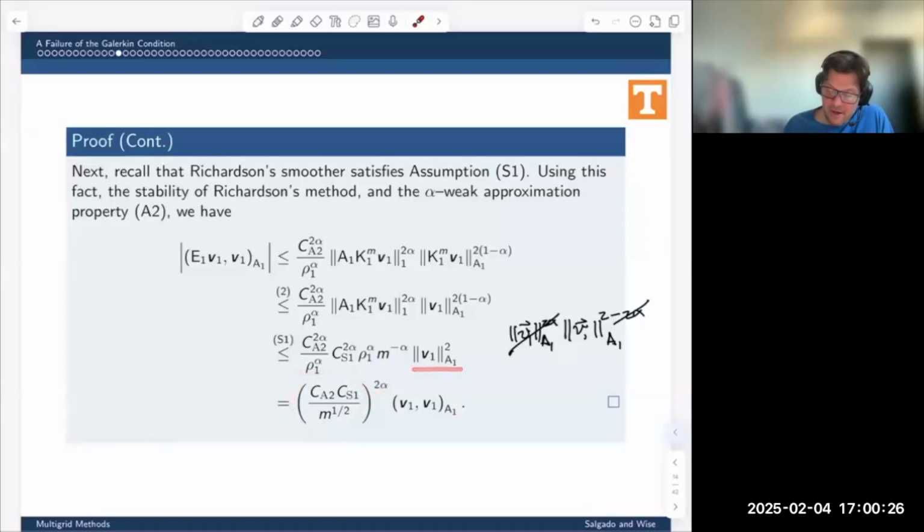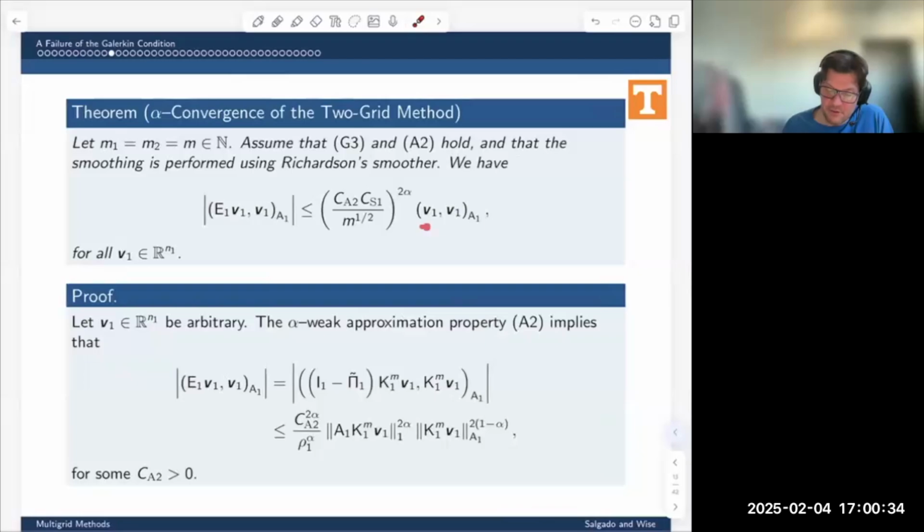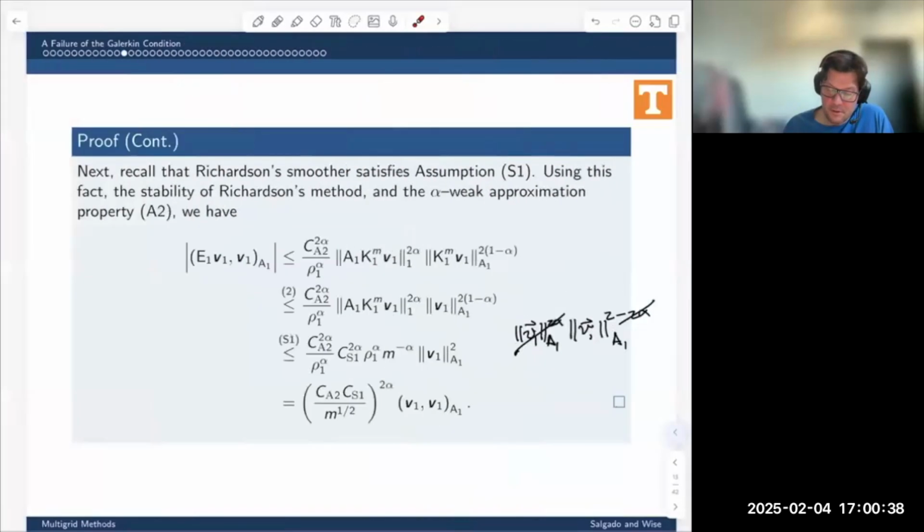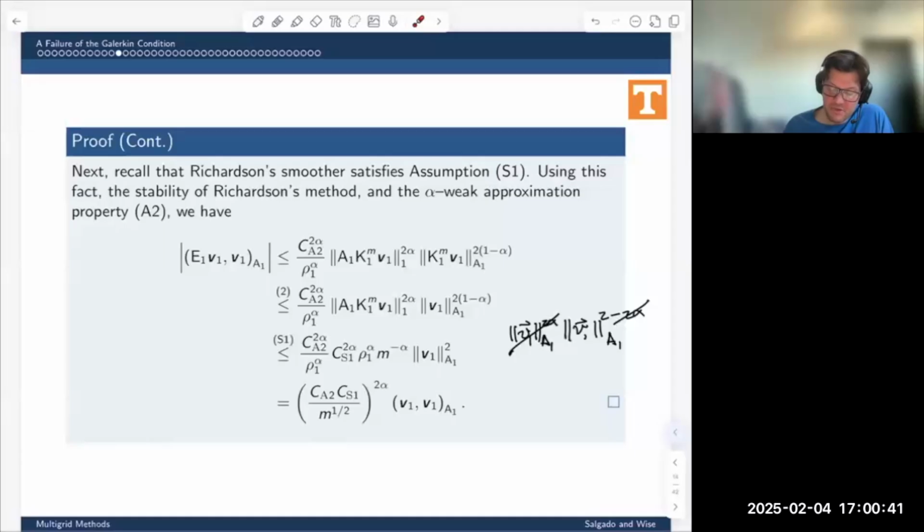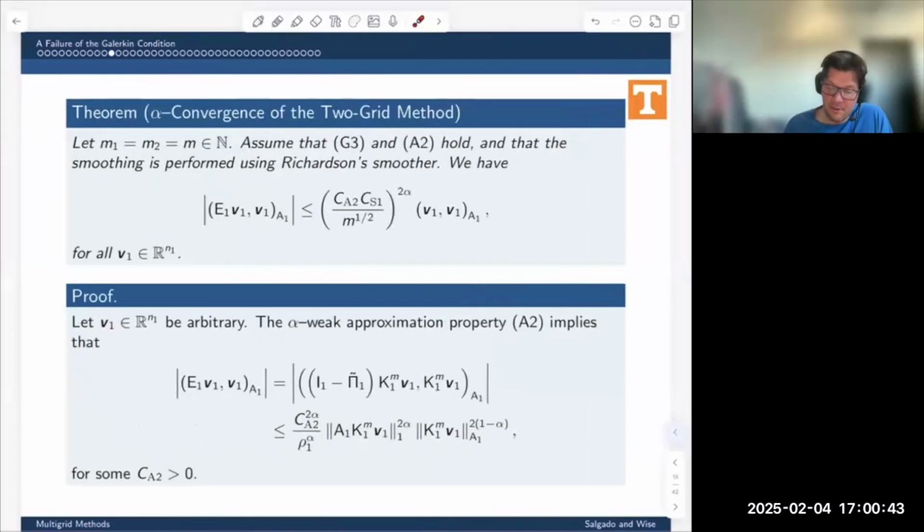This is another way of saying the A1 inner product V1 times V. And the only reason I did that is because that's exactly what I was looking for in this result. All right. So that's precisely the convergence result that I wanted to prove.